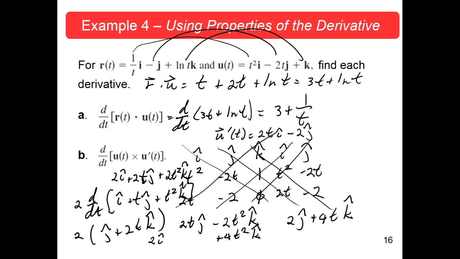Now, before I remove things, let me make sure we've done it right. The first one is 3 plus 1 over t. The other is 2j plus 4tk. Perfect. So let's now see how they do it.